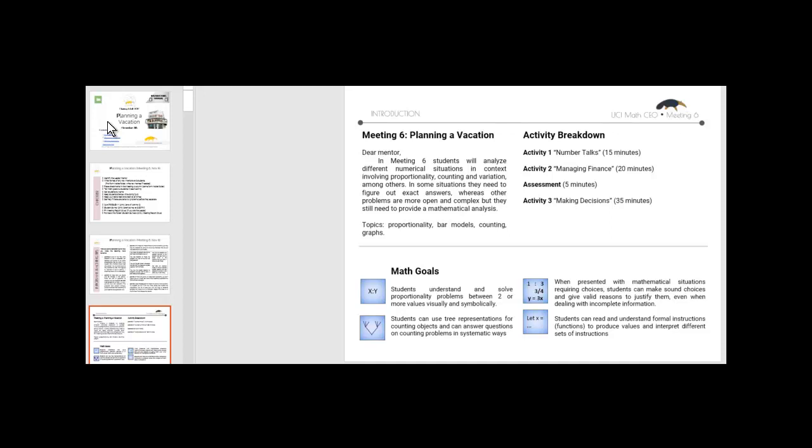The math goals are to understand and solve proportionality problems, to use tree representations for counting, as we did in the previous meeting. And then this is really interesting. This is the first time we do this. When presented with mathematical situations requiring to make a choice, students can actually make sound choices and give valid reasons to justify them. And finally, read and understand formal instructions, which are functions to produce values and interpret different sets of instructions.